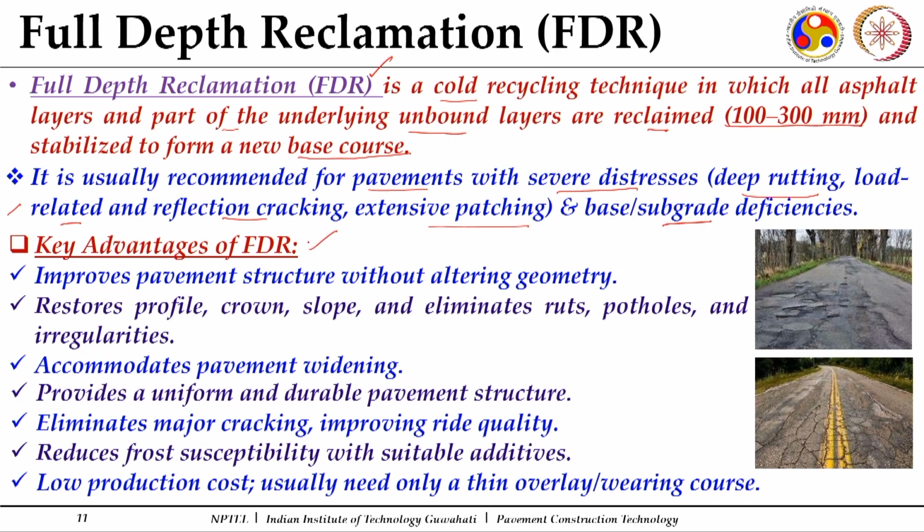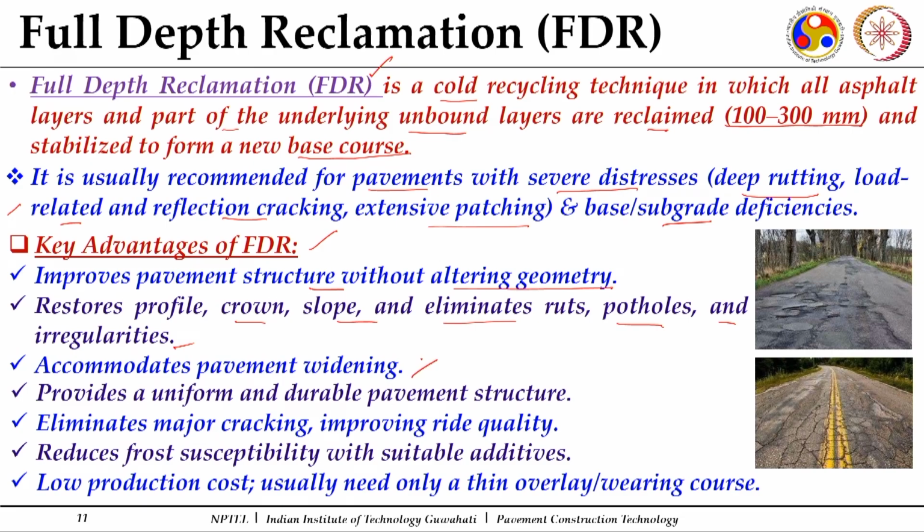So, the key advantages usually associated with full depth reclamation: it improves pavement structure without altering the geometry, because you are treating that particular unbound and bound course to produce a more stabilized, stronger base course. So, overall your pavement structure is not getting disturbed much, only on top of it you will require a wearing course. It restores profile, crown, slope and eliminates ruts, potholes and irregularities. So, most of the distresses can be addressed through full depth reclamation.